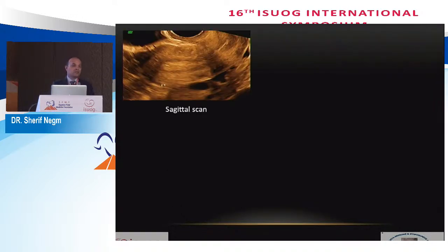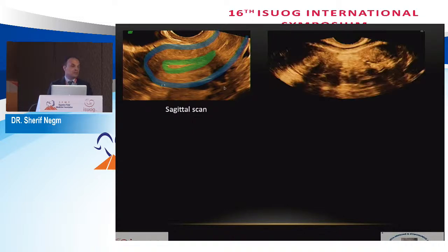This is, I think, a very common appearance that we're all used to seeing. This is a mid-sagittal view of what looks like a normal uterus. You can see here the outline of the uterus and this is the endometrium. But when you look at it in the axial view, you can see the image I showed you before. You can see that the endometrium looks a bit strange here.